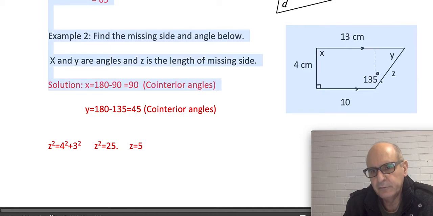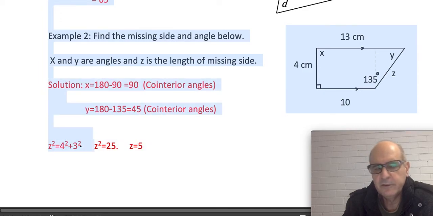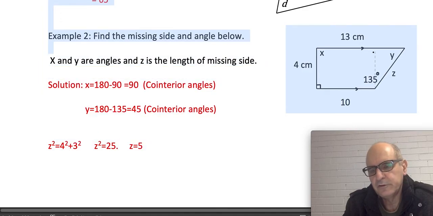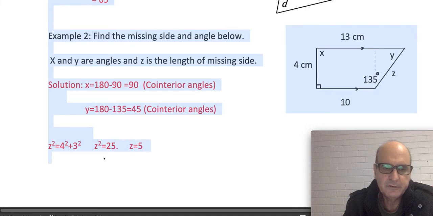And we are trying to find the hypotenuse in this right angle triangle. The hypotenuse: z squared is equal to the shorter sides squared and added. So that was 4, that was 3. So 4 squared plus 3 squared, 4 squared is 16, 3 squared is 9, together 25. So z squared is 25 and the square root of that is 5. So z is equal to 5 centimeters.